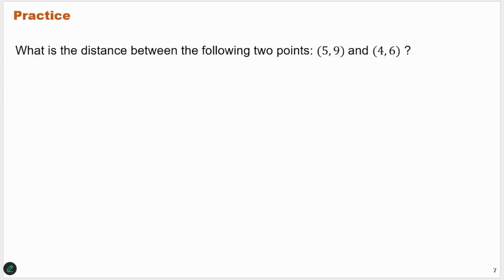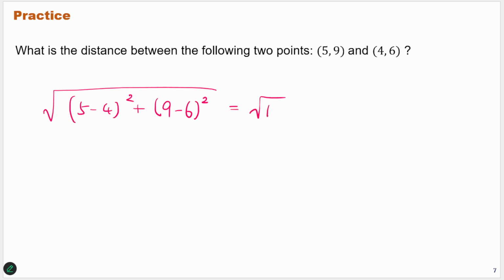Okay, very good. And how about this one? Again, that's the square root of the squared difference between the x coordinates plus the squared difference between the y coordinates, right? Which is square root 10.